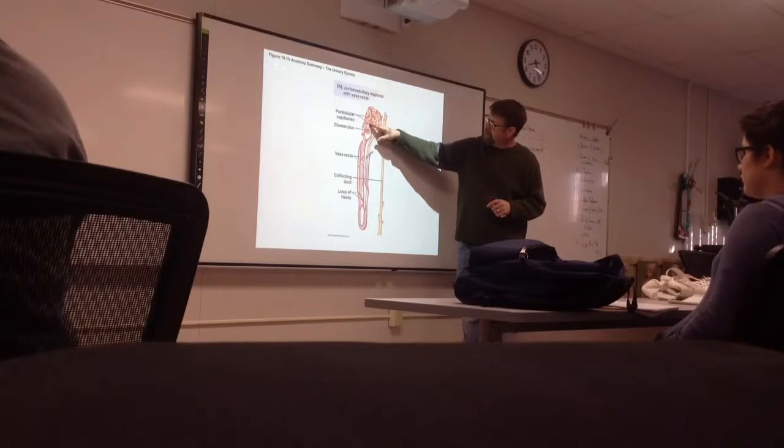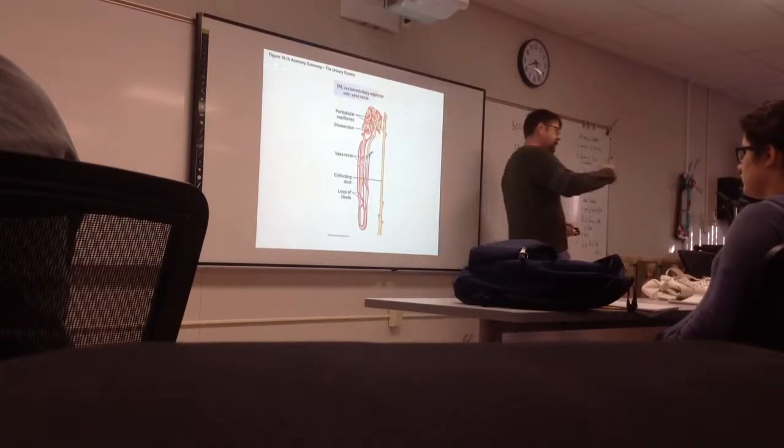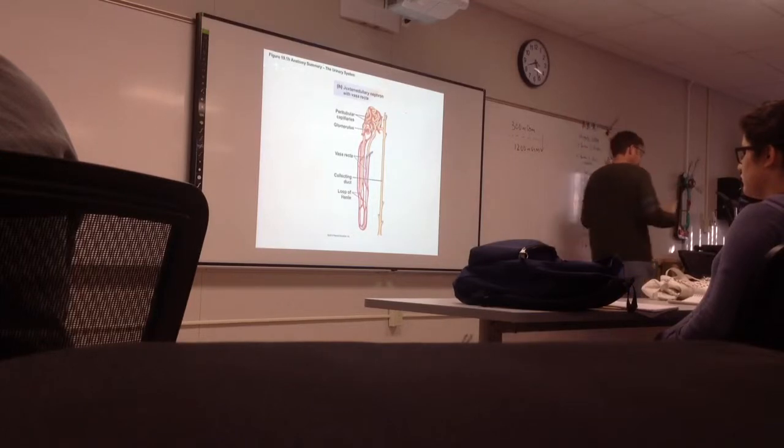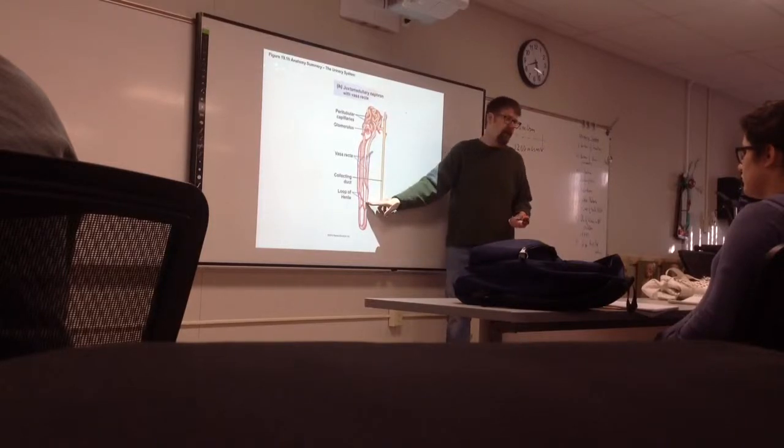The capillary bed that surrounds the convoluted tubule is called peritubular, right? Peri just means going around. So these are capillaries that go around the tubule. And then there's this thing called the vasa recta, which goes around the loop of Henle.